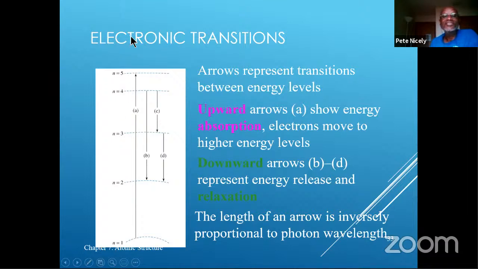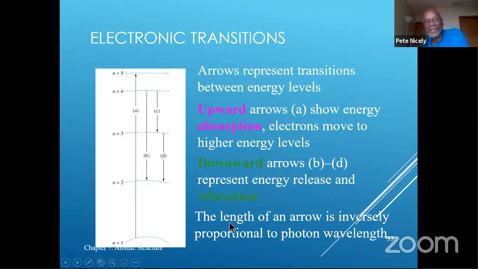So that's a promotion, right? From a lower energy level or orbit to a higher orbit. And so that's excitation taking place. And then you can have electrons falling from higher orbits to lower orbits, such as n equals 4 to n equals 2, or n equals 4 to n equals 3, or n equals 3 to n equals 2. In all these cases, that's where relaxation takes place and energy will be released, all right?